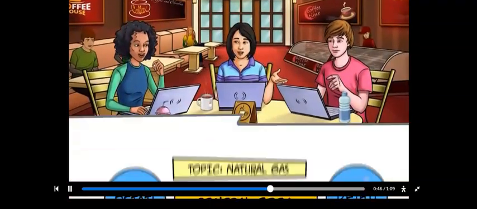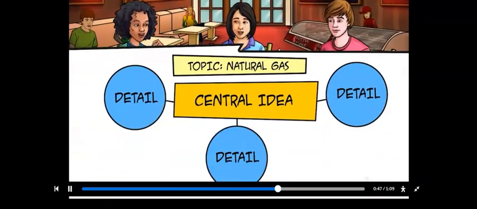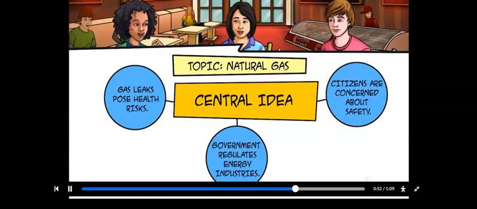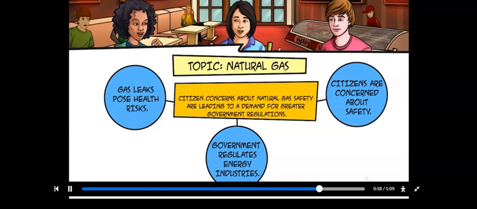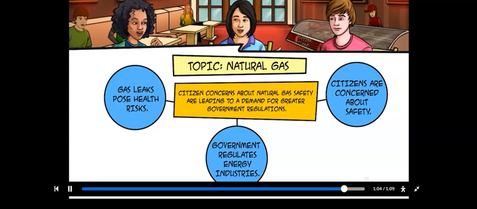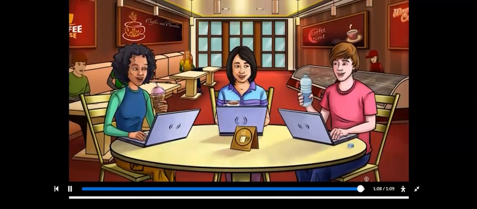The group discusses the details they've gathered. These details they have found are all related to natural gas. After talking it over, the group puts together the pieces. They arrive at their central idea. Citizen concerns about natural gas safety are leading to a demand for greater government regulations. That's how you put the pieces together.